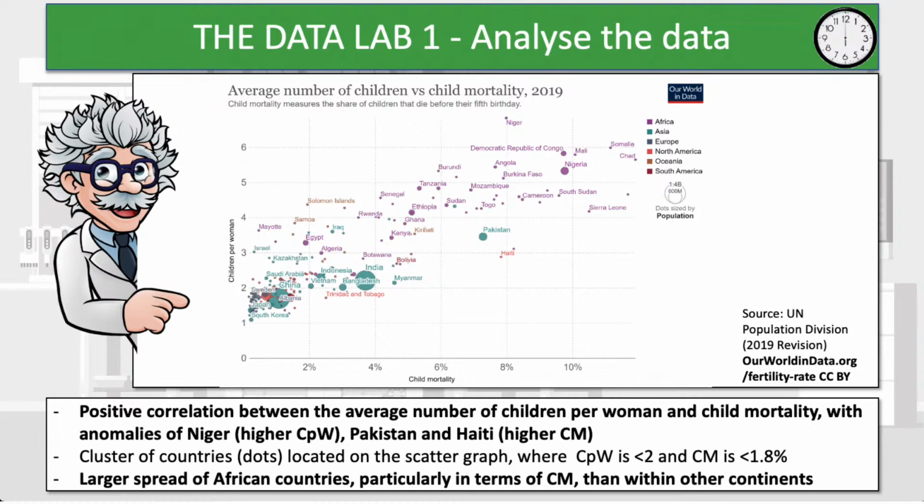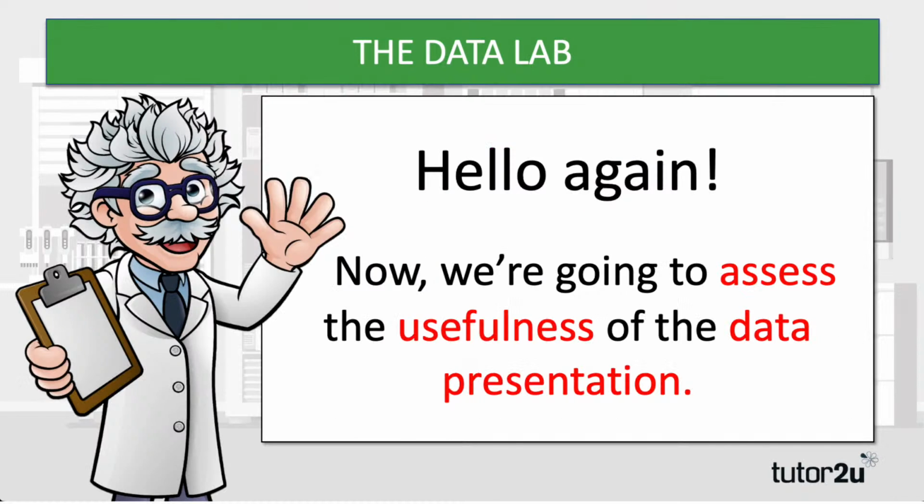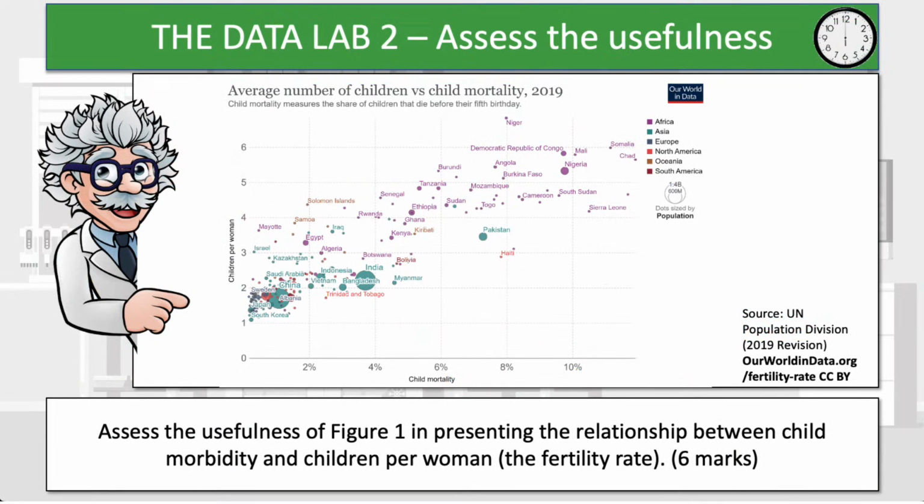Okay, so that's that sort of question, but now we're seeing a different style of skills question, aren't we? What if we had to assess the usefulness? So let's have a look at the question. Okay, so same figure, but the question this time is: assess the usefulness of figure 1 in presenting the relationship between child morbidity and children per woman.